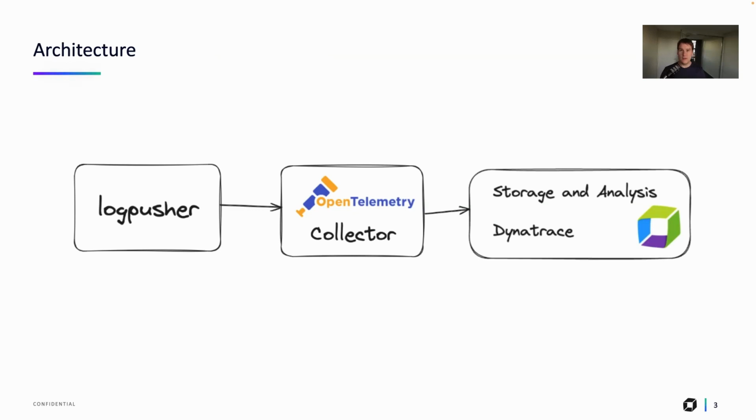So the architecture looks like this. We're going to use Log Pusher, which is an open source tool to generate the log data. Log Pusher will send that to an OpenTelemetry collector. The collector will be configured to push those log lines into Dynatrace, and then we'll visualize it in Dynatrace. So let's jump into the demo and see this in action.